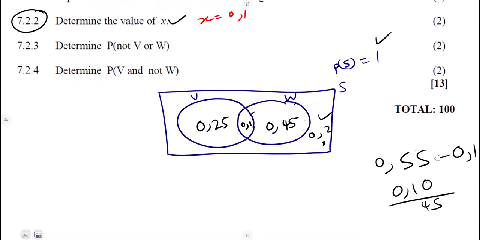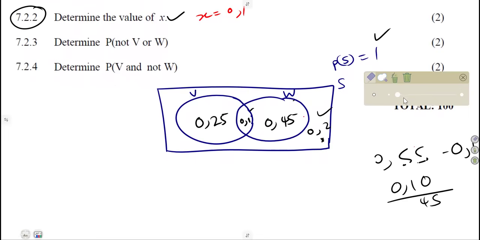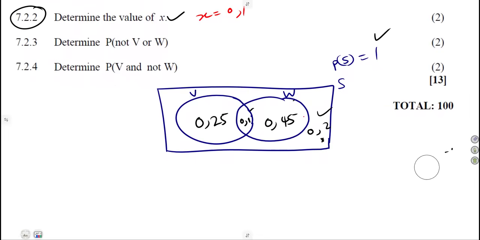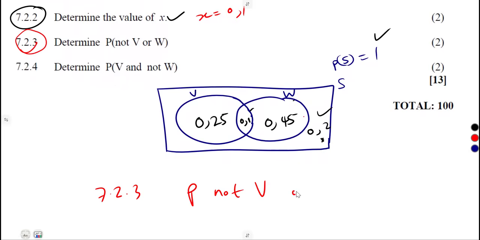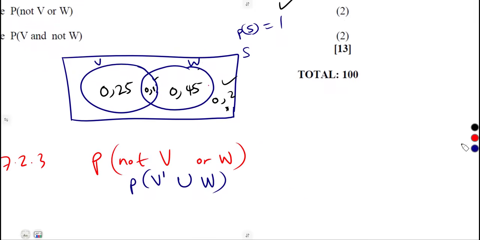So when you're given this, we have substituted everywhere where we had the x value. Now let us determine 7.23: the probability of not V or W. Not V simply means V complement, and 'or' simply means union W. So what is not in V, we combine it to what is in W.